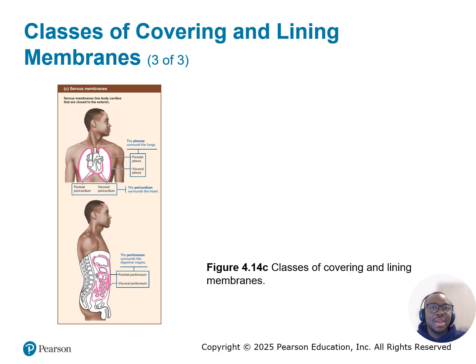The serosae are named according to their location and specific organ association. The pleurae line the thoracic walls and cover the lungs. The pericardium encloses the heart. The peritoneum encloses the abdominopelvic organs.